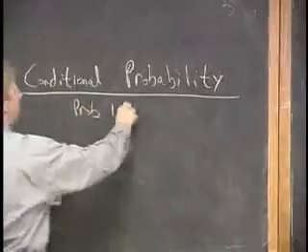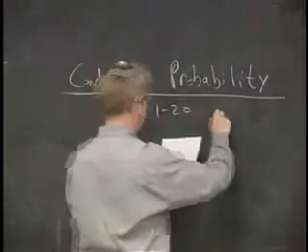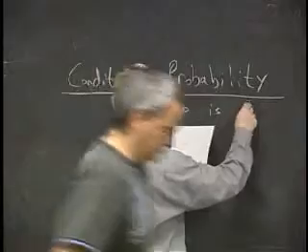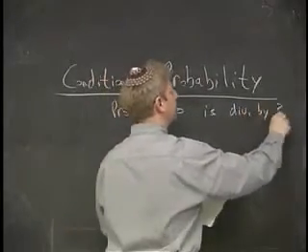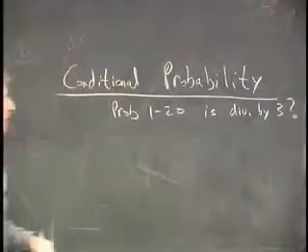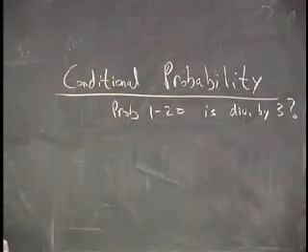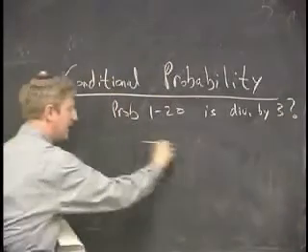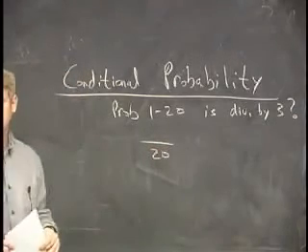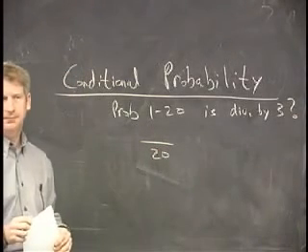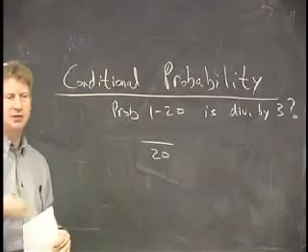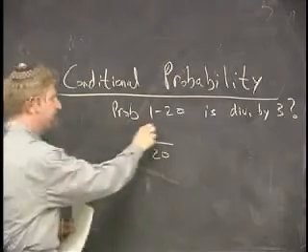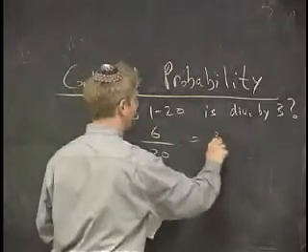What's the chance a number from 1 to 20, inclusive, for those of you who don't like the word between, is divisible by 3? What's the probability a number 1 to 20 is divisible by 3? There's 20 possibilities for the number. How many of them are divisible by 3? 3, 6, 9, 12, 15, 18. 6, so 3/10.